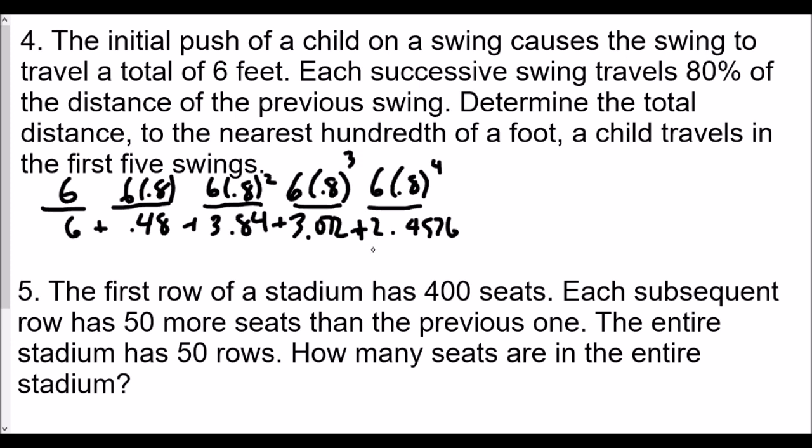And so all we're going to do now is add up all these values and then round to the nearest hundredth. So we take 6 plus 0.48 plus 3.84 plus 3.072 plus 2.4576. I've got to make sure I type in correctly, ladies and gentlemen.